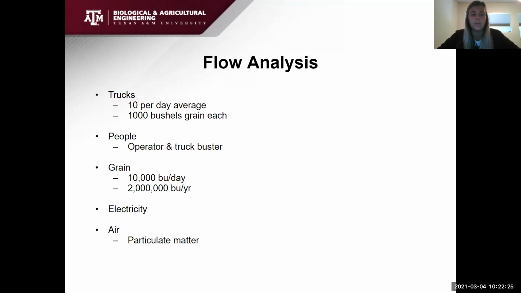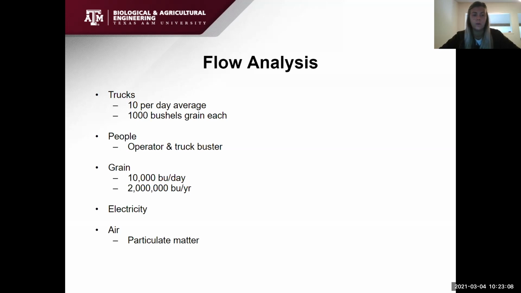The people in the system that we're focusing on are two specifically. We have an operator, the person controlling the movement of the trucks through the dump pit and whatever electrical controls are manipulating the pit. Then we have what's called a truck buster, who runs out and opens the hopper on the truck, releasing the grain into the dump pit. Then we have the grain flowing through the system. United Ag told us they see about 10,000 bushels a day, from around a 2 million bushel per year throughput that we discussed with them.